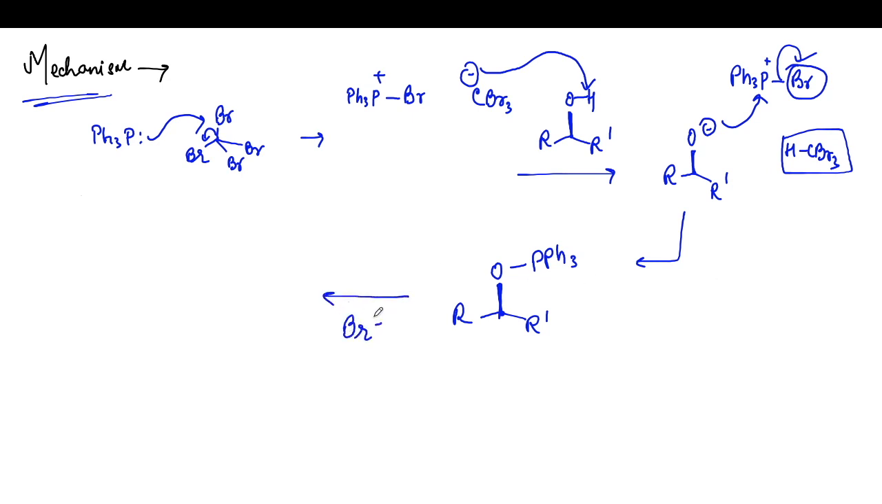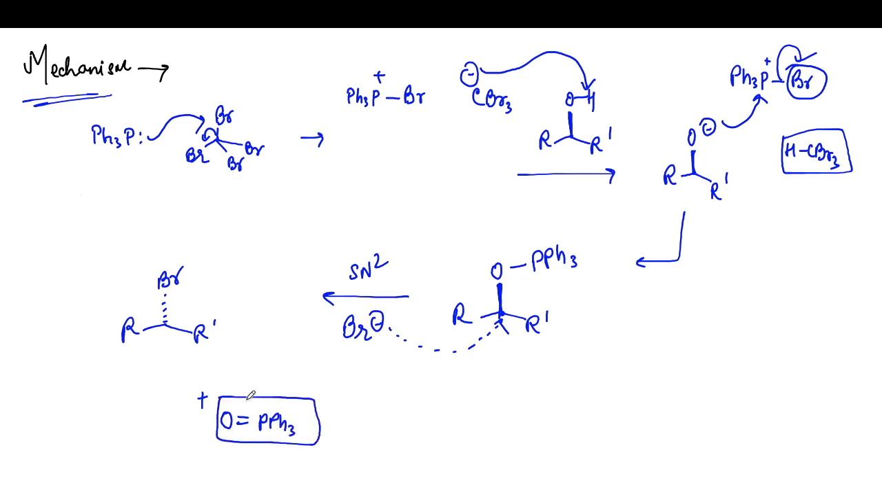The free Br minus is going to attack from the back side, and it's going to give you a simple SN2 reaction to lead to your product like this. This is your product, and along with that the byproduct is your triphenylphosphine oxide. This is the driving force of this reaction because of the strong oxygen-phosphorus bonds. This is the driving force of this whole reaction.